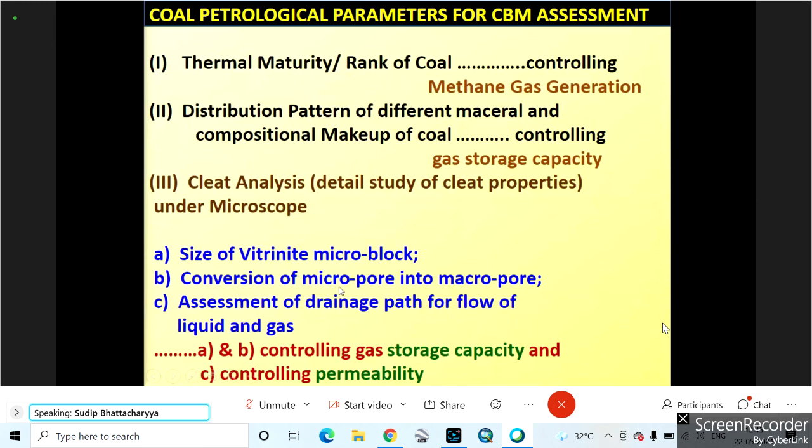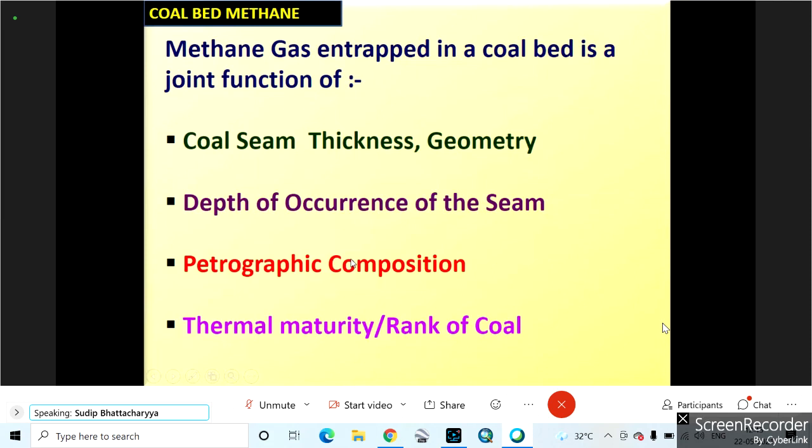Now, another very important thing is that methane gas entrapped in a coal bed is a joint function of coal seam thickness and geometry, obviously. A more regular geometry with a thick coal seam is obviously a very good source of coal bed methane. If depth is increased, more and more gas will be entrapped there, so depth is very important. Petrographic composition, as in the last slide we have seen the mineral composition, that is the vitrinite, liptinite, inertinite percentage, is very important. And with that, the thermal maturity, the rank of the coal, that is also through coal petrography. So these things are very important.